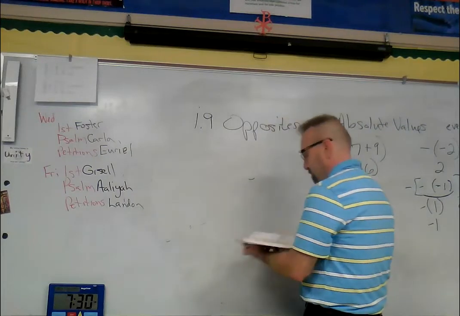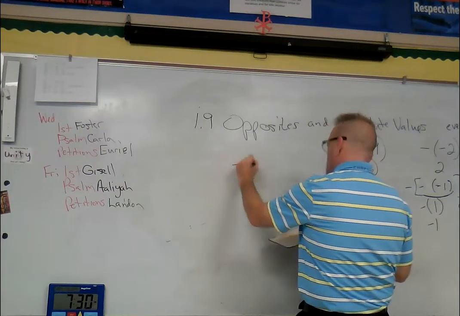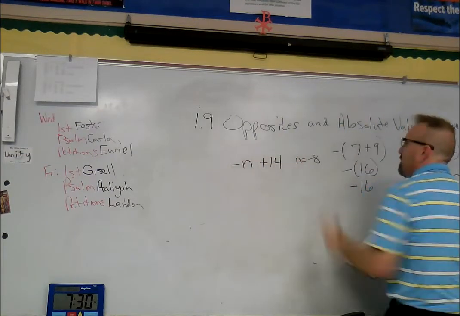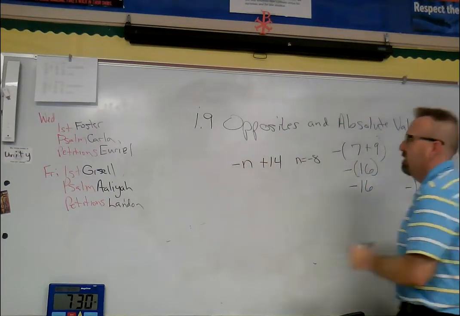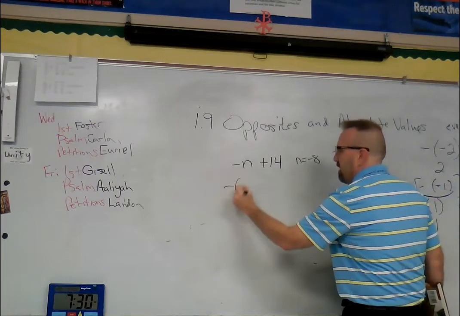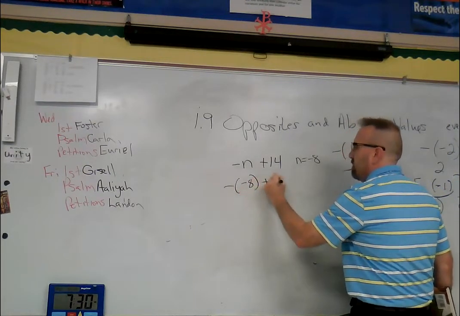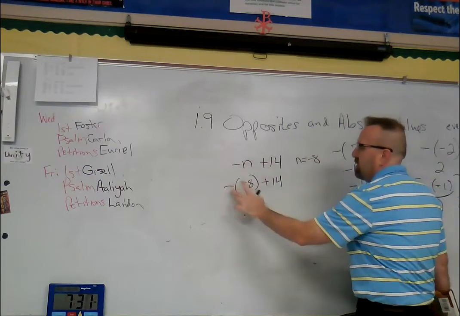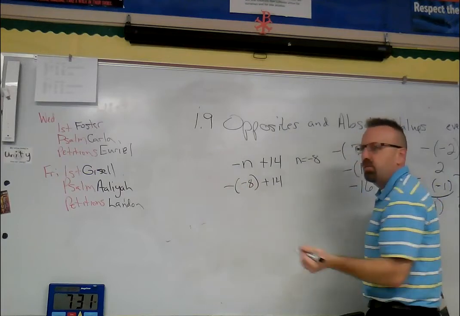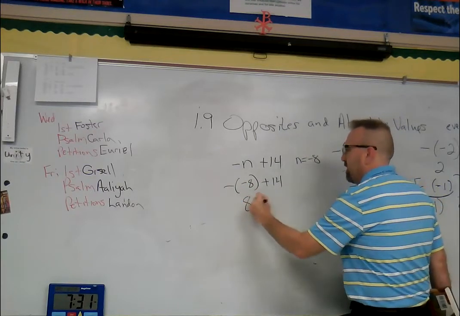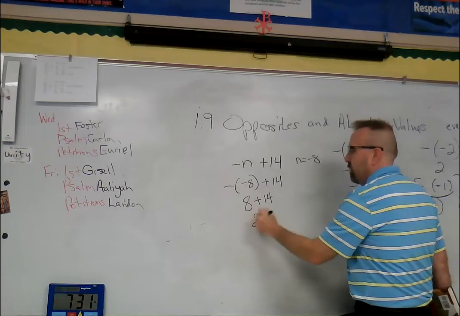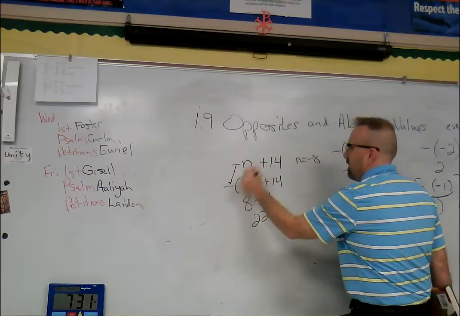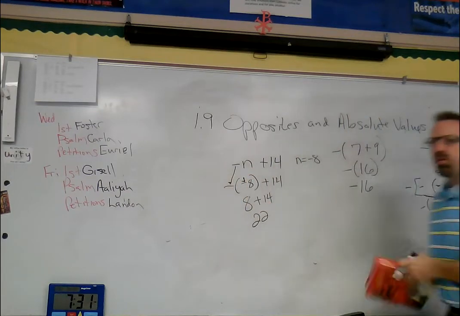Okay, so let's do some substitution. I'm going to tell you that n equals negative 8. So in place of n, we have negative n, which is negative negative 8 plus 14. Make sure you include this negative and that negative. So what's the opposite, or the negative, of negative 8? Positive 8. 8 plus 14 is 22. This negative is right here, and this negative is the one right here. That's why we have 2 negatives.